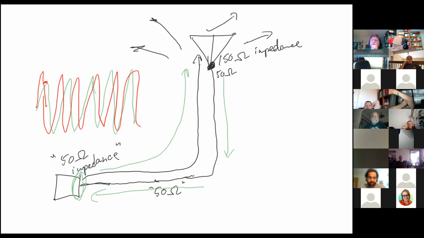You get this plus this. The result is way up here. What if your transmitter is not designed to handle a voltage like that? It can only handle a voltage this high. What will happen to your transmitter?